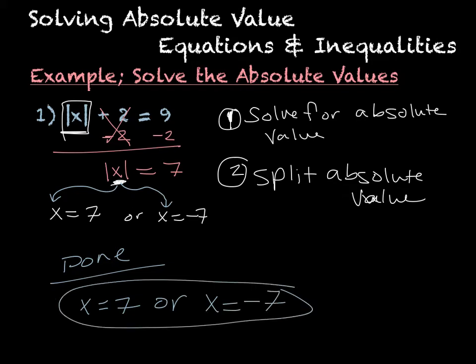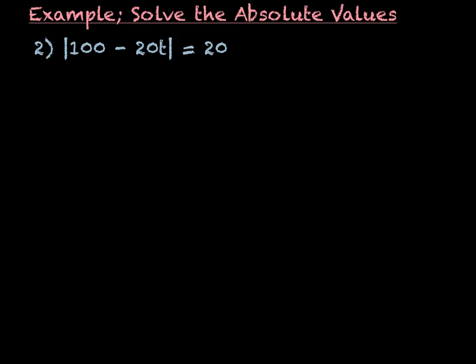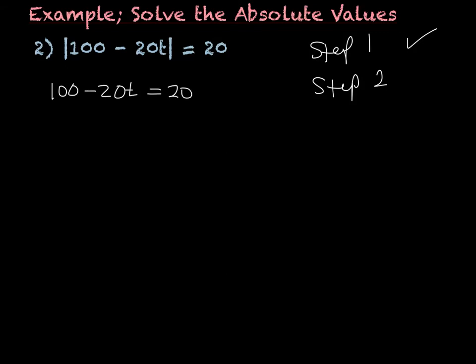So that's your answer. This next one's going to have a few extra things. We're already solved for absolute value, so step 1 is done. Step 2 is to split it. So let's do that. So we're going to split it and set it equal to positive 20 and set it equal to negative 20. So that would be 100 minus 20t is equal to positive 20, or 100 minus 20t is equal to negative 20. So that's step 2, splitting it up.